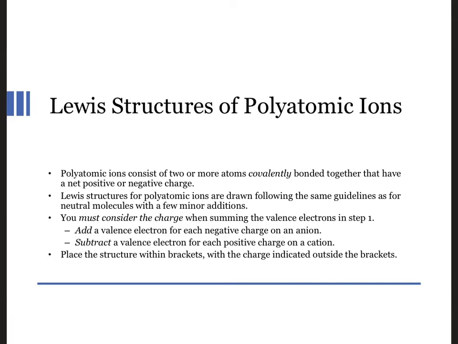We can also build structures for polyatomic ions using the same method if we keep in mind that a negative charge will add an electron, while a positive charge will subtract an electron. We emphasize the presence of this charge by enclosing the entire structure in brackets with the overall charge indicated outside the brackets. Let's look at an example.